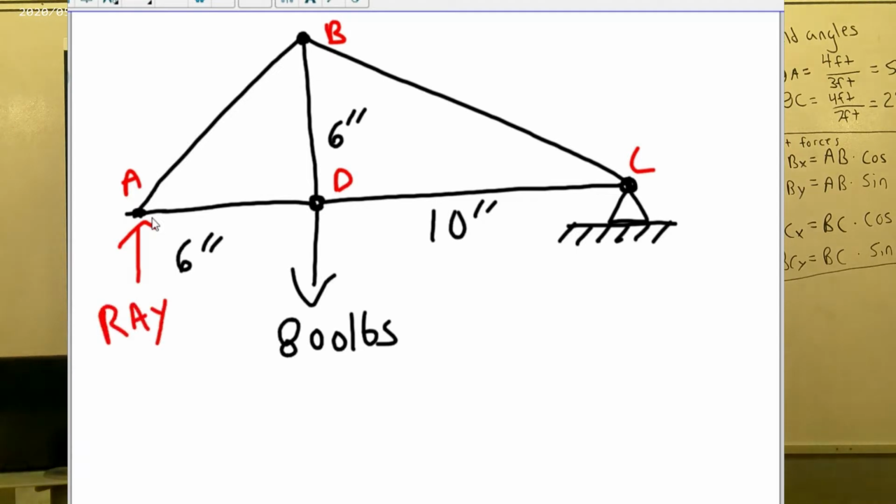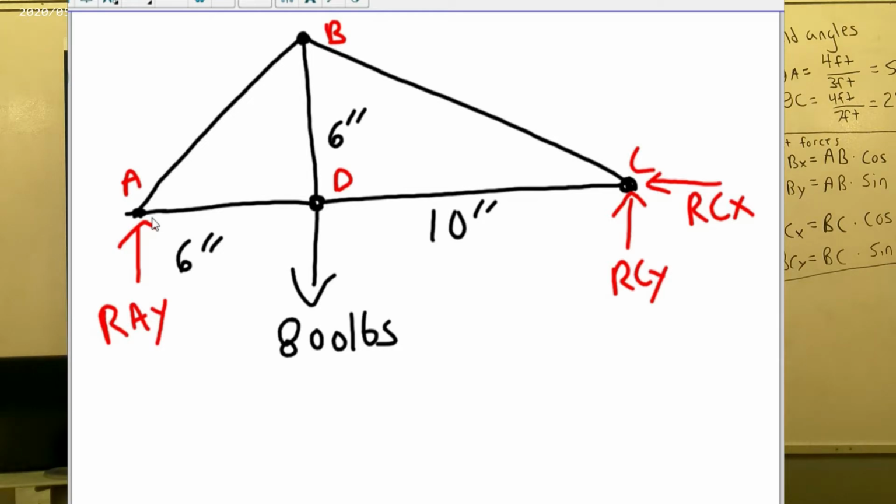I'm going to replace my pin connection with 2 reaction forces. One in the Y direction, which I'm going to call reaction force CY, and one in the X direction, which I'm going to call reaction force CX. So those are my reaction forces.